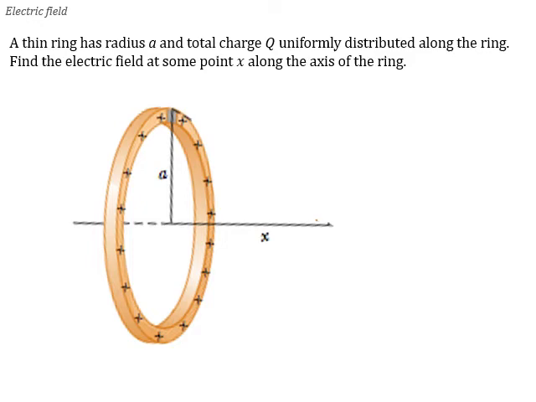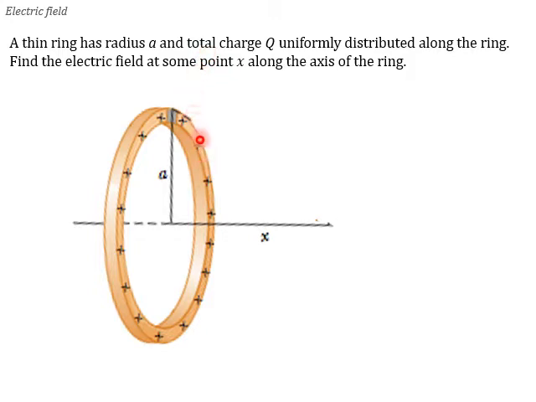Let's get to our example now where we find the electric field of a ring of charge. So we have a thin ring. Remember, we said these problems were one-dimensional, so with length but no thickness. Our ring has a radius A, and the total amount of charge is Q, and it's uniformly distributed along the ring. That means we don't have areas where the charge is bunched up. It's all evenly spread out.